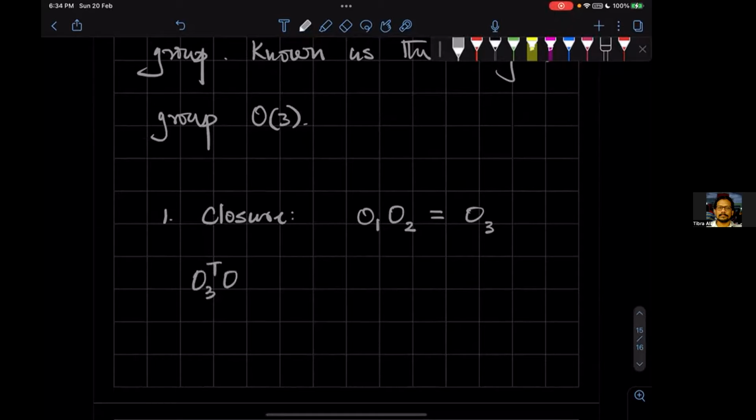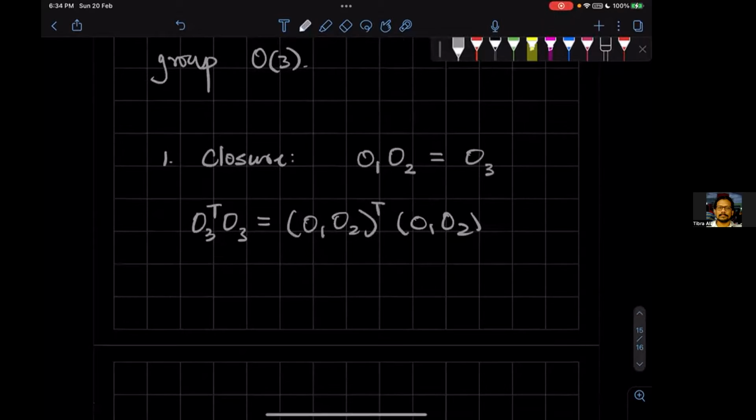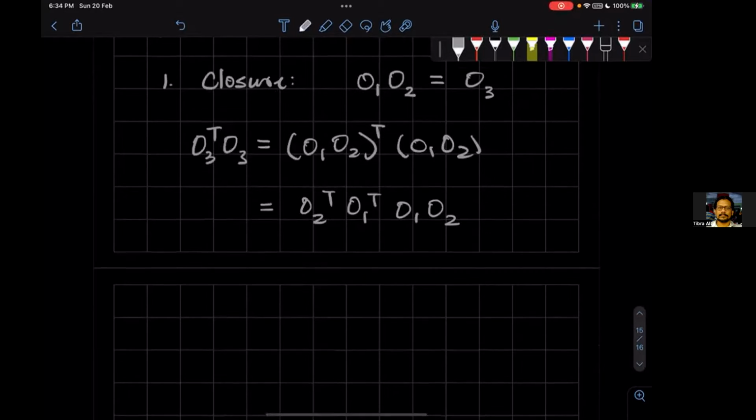O3 transpose O3. We want to show that this is the identity. So O3 is O1 times O2. So we have the transpose here, of O1 O2. So by the rule of transposition, we get O2 transpose, O1 transpose, because when we take the bracket away, we have to reverse the ordering, then O1 times O2.